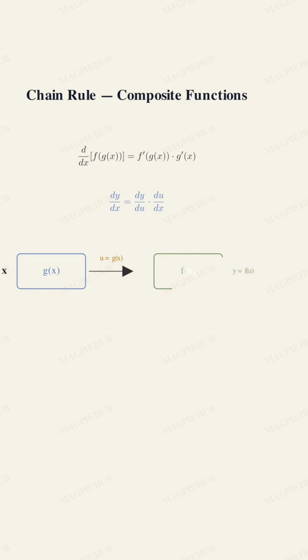X goes into the inner function g, producing u equals g of x. Then u goes into the outer function f, producing y equals f of u. The chain rule says, multiply the rates of change at each stage. The mnemonic, differentiate the outside function, keep the inside unchanged, then multiply by the derivative of the inside. This is the most important differentiation rule.